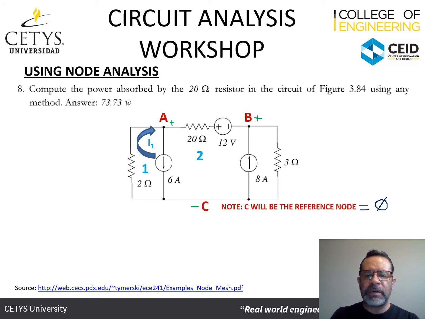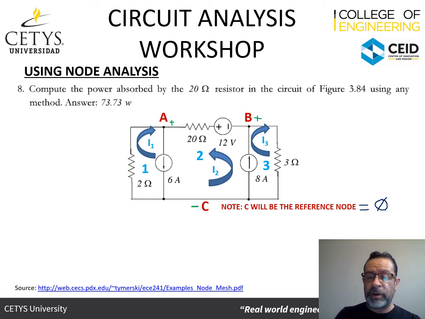I'm going to identify a mesh 2 with a current that's going to be called I2, going counterclockwise. And lastly, a mesh 3 with a current I3 that's going clockwise. Now, setting the currents clockwise or counterclockwise, we can set them however we want. In the end, when we do the analysis, we're going to get signs with regards to the currents. If the sign is negative, it just means it goes the other way around.